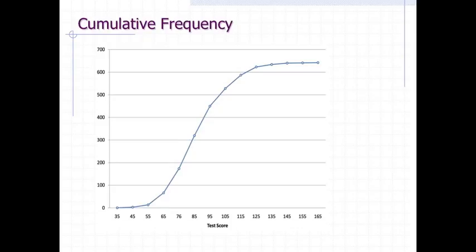A cumulative frequency polygon for the same test scores is shown here. The graph is the same as the frequency polygon except that the y value for each point is the cumulative frequency rather than the frequency. For example, there are no scores in the interval labeled 35, 3 in the interval 45, and 10 in the interval 55. Therefore, the cumulative frequency for 55 is 0 plus 3 plus 10, which is 13. Since 642 students took the test, the cumulative frequency for the last interval is 642.